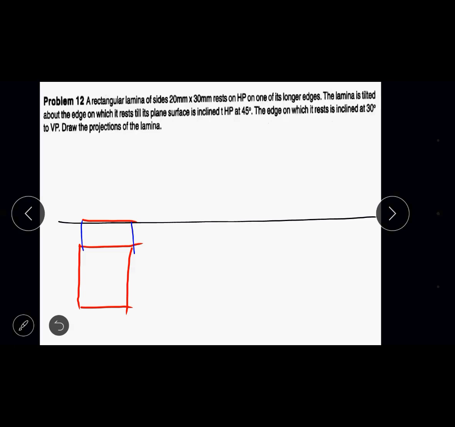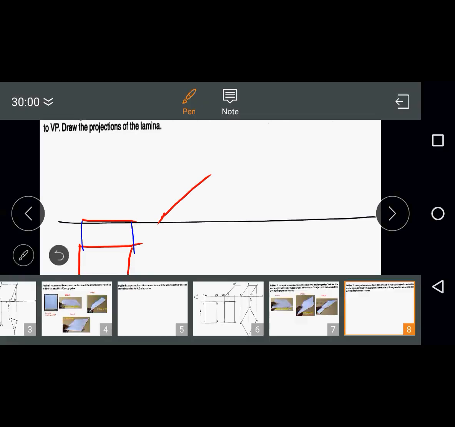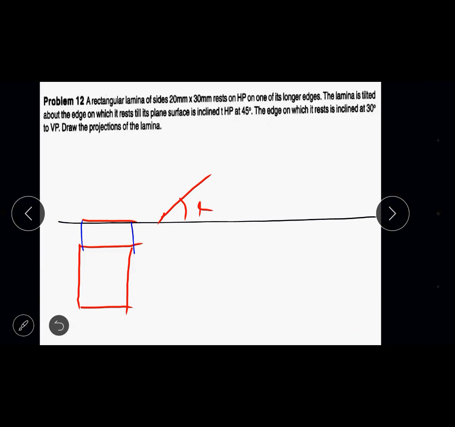So this is step 1, the foundation step. In the next step, the HP angle is 45 degrees: the surface of the lamina is tilted 45 degrees to HP. The front view will be a 45 degree line. Whatever front view you got in step 1, measure the same length with your compass and construct it in the 45 degree direction. So this is a 45 degree angle.